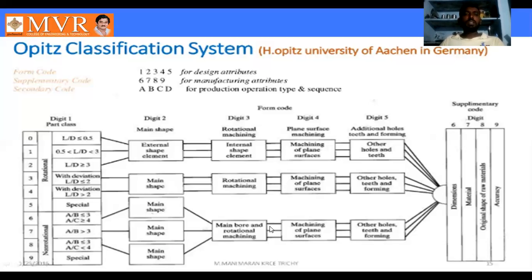Digit 2 onwards. So see here digit 3 onwards what we are getting means main hole, main bore and a rotating machining one. Next one digit 4 1 machining of plane surfaces one. So next one we go for digit 5 onwards, other holes, teeth and forming one. After then we go for dimensions. So holes is completed, so we go for dimensions. After then dimensions onwards we transfer to material onwards, we go for original shape of the material one. After that finally we are getting the accuracy of the material. So it is the step by step operations for the Opitz coding system. Opitz coding system. RWTH University of Aachen in Germany introduced this Opitz coding system. So it is the step by step one.